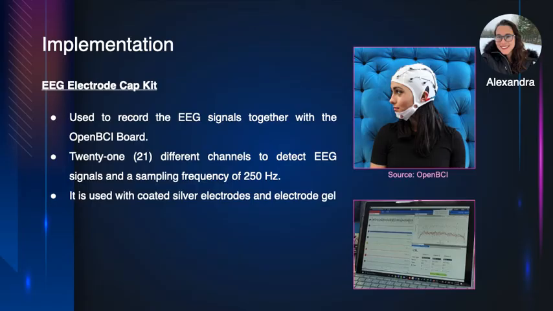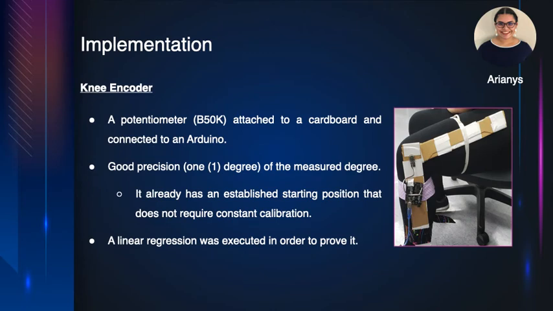The EEG electrocap kit will be used to record the EEG signals together with the OpenBCI board. This headset has 21 different channels to detect EEG signals and possesses a sampling frequency of 250 Hz. It is used with coated silver electrodes and electrode gel in order to be able to collect data from people. The information collected by the helmet is sent to the computer wirelessly, and it is visualized using a user interface developed by OpenBCI.